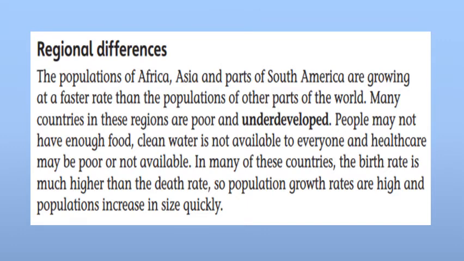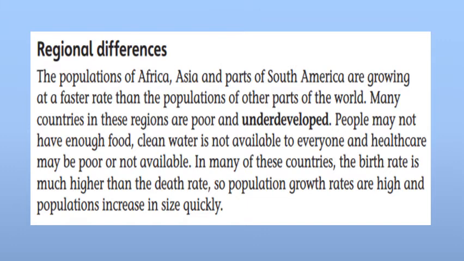You must understand why this difference is there. Basically, Africa, Asia, and South America are underdeveloped regions. They are poor, economically not stable, yet they have a higher population growth rate. People in these regions may not have enough food, and clean water is not sufficiently available. Healthcare facilities are poor, yet their population is growing at a rapid pace.